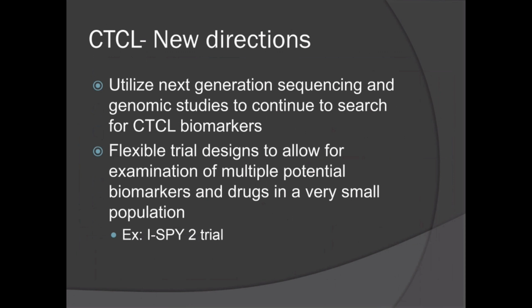As we start to move forward, we need to utilize something called next-generation sequencing and genomic studies to try to search for CTCL biomarkers. So basically what that means is we need to look at who's responding well to certain drugs and then try to find unifying characteristics of those people so that we can better understand why certain interventions are successful in patients who have certain disease features.